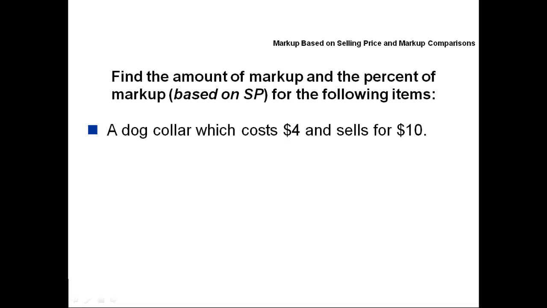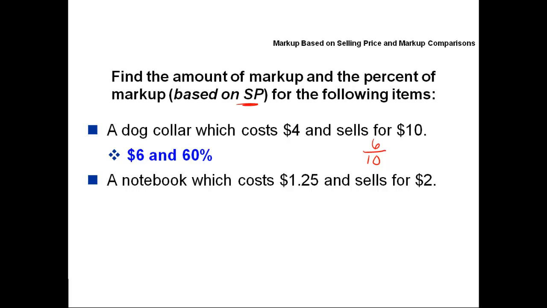Find the amount of markup and the percent of markup based on selling price for the following items. We have a dog collar which costs $4 and sells for $10. So our markup is going to be the $10 minus the $4, which is $6. And the percent of markup based on selling price would just be that $6 divided by the selling price this time. When we want to do rate of markup based on cost, then we put cost on the bottom. If we're basing it on selling price, we put selling price on the bottom. And that should give us a 60% increase.